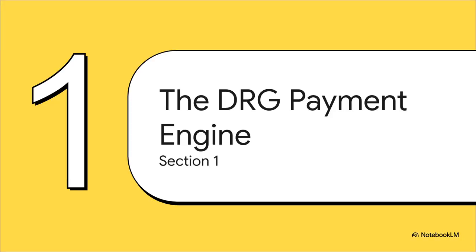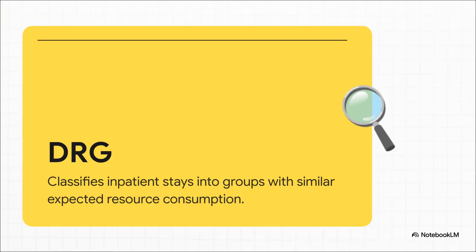Section 1, the DRG payment engine. So what exactly is DRG anyway? Well, it stands for Diagnosis-Related Group. And at its core, it's really just a statistical system that classifies inpatient stays into groups that are expected to use a similar amount of resources. Think of it like a giant puzzle, where clinical similarity plus resource similarity equals one single payment group.